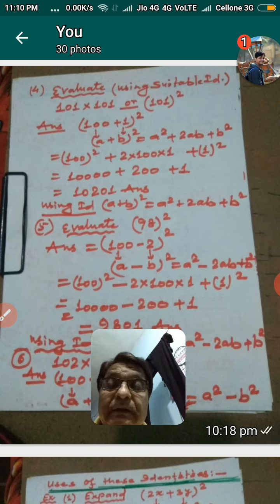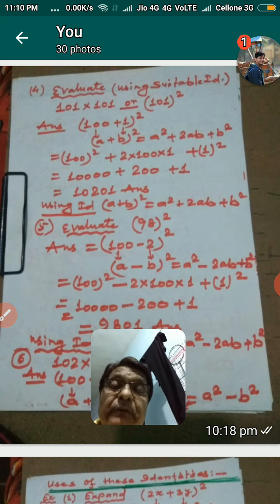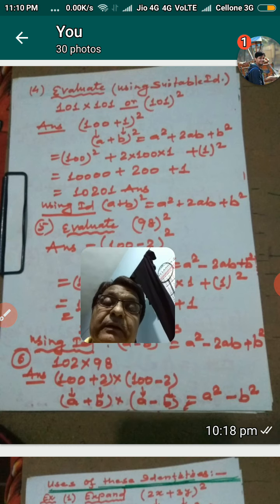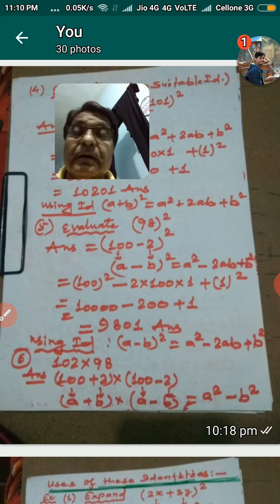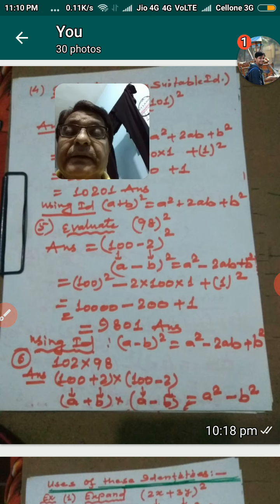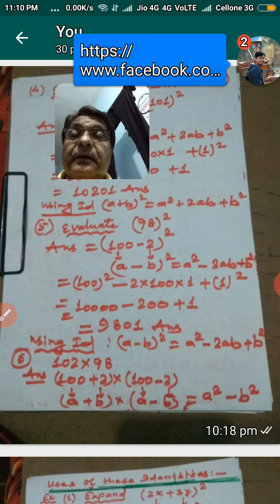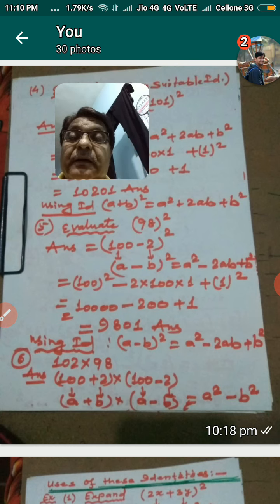Similarly, the second question is to evaluate 98 whole square. Now 98 whole square means if you multiply 98 by 98, that is 98 two times, then what value you will get. But you need not multiply, actually you have to use an identity. 98 is very near to 100, so we will write 98 as 100 minus 2 and its whole square.